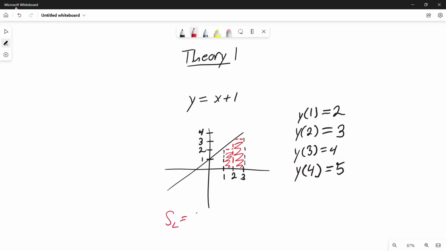So, as you can see, the first rectangle has a length of 2, and this is just simply taking the area. So it'd be 2 times 1, since that's the width. Now plus the other rectangle. So the other one has a length of 3 and times 1, which is the width. So all in all, it would be a value of 5. And that would be for the left Riemann sum.